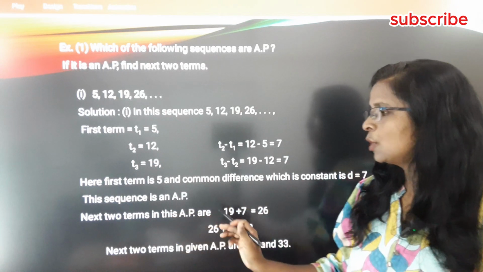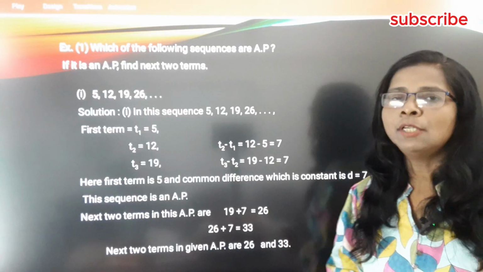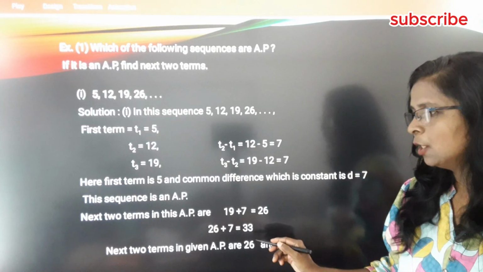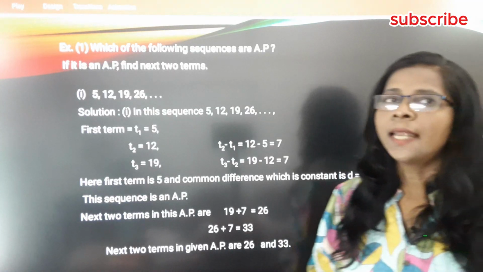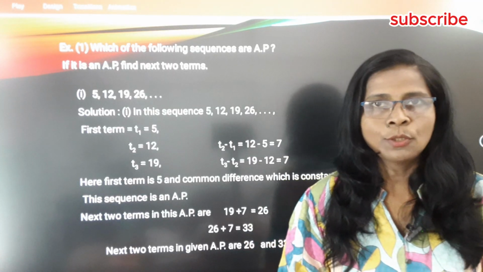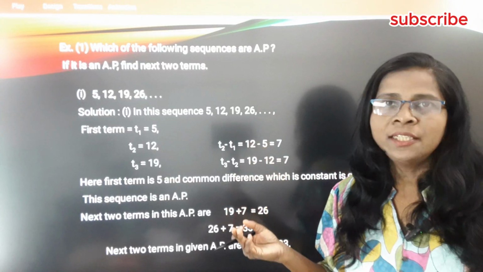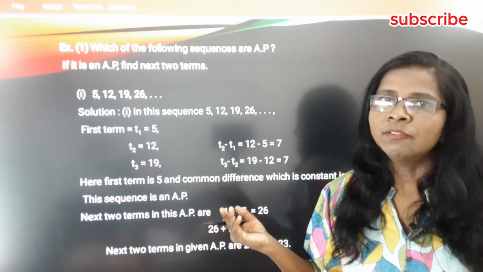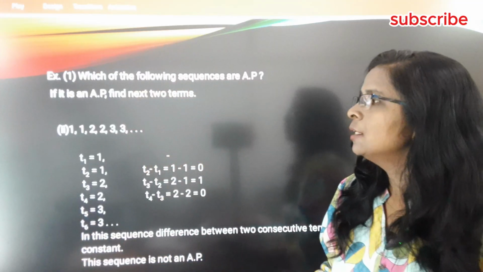So the next two terms in this AP are 19 plus 7 is equal to 26, and 26 plus 7 is equal to 33. So the next two terms in the given AP are 26 and 33, students. If the AP is given, then we can find out the next two terms of the given AP. Now see the next example, students.